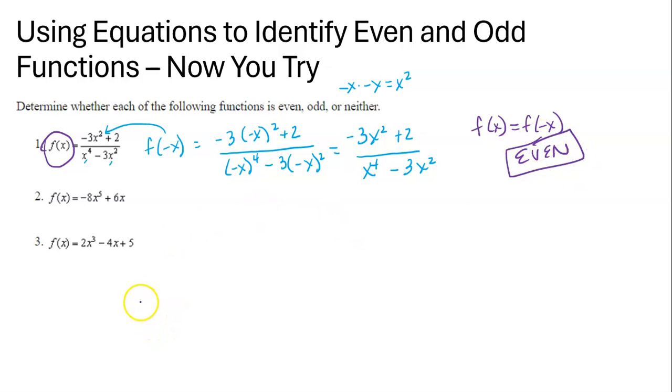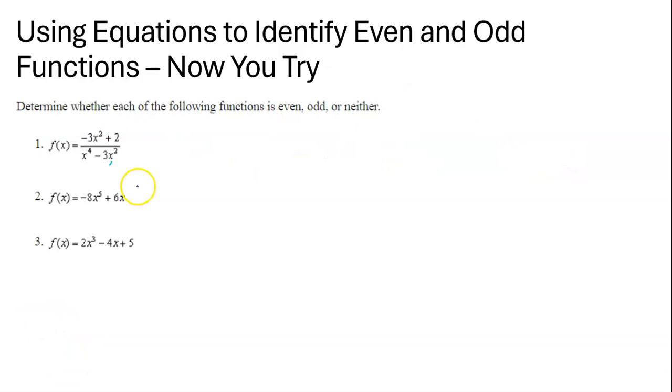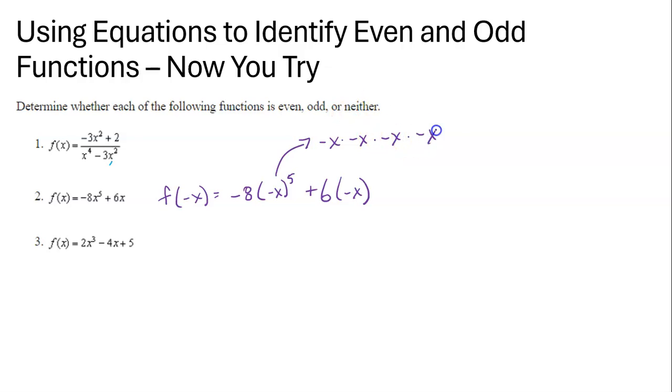Okay, I think I'm going to erase and do 2. Okay, for 2, same thing. F of negative x is equal to negative 8 times negative x to the 5th plus 6 times negative x. Okay, so negative x to the 5th is equal to negative x to the 5th.